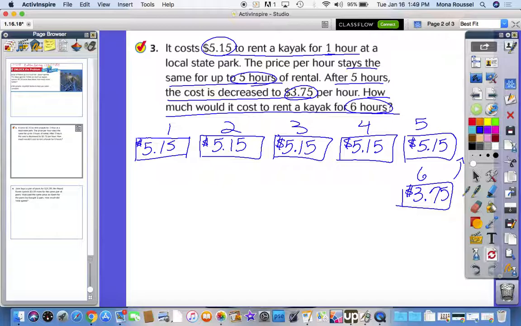Now from here, you have a couple of options. You can add $5.15 plus $5.15 plus $5.15, add that 5 times, and add in the $3.75. Or as we know, the quick way to do repeated addition is to multiply. So we can multiply $5.15 times 5. We know we have 2 decimal places in the problem, so we put 2 decimal places in our product.